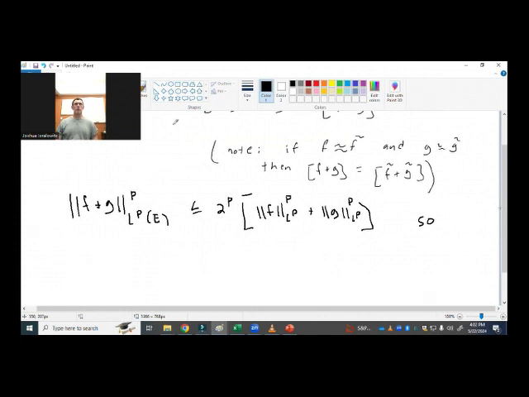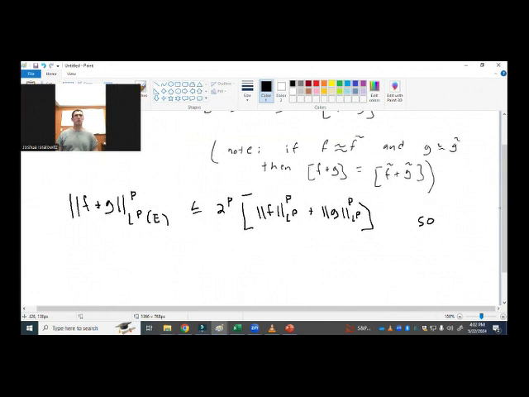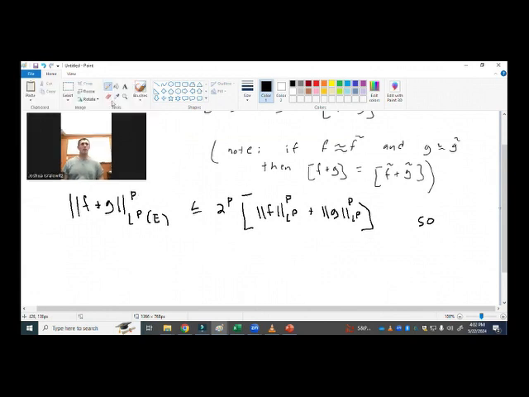Ideally, what we would love to have, and it is true, but it's going to be much harder to prove, is getting rid of all these p's, getting rid of the 2 to the p. So ideally, we want the triangle inequality: the norm of f plus g is less than or equal to the norm of f plus the norm of g. It's going to be a whole other video because that's hard to prove. But the point here is still important.